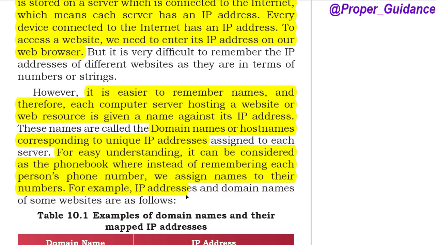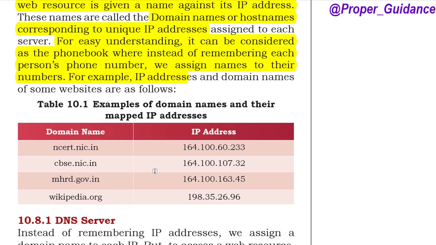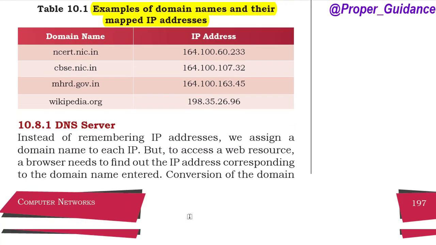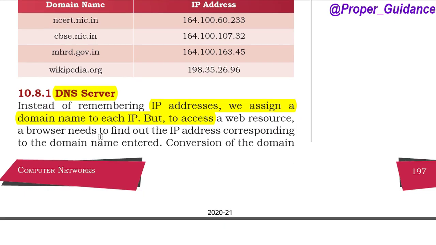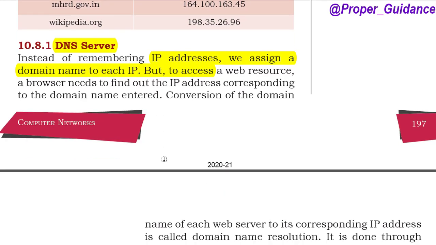Okay, so you people please go through domain name, examples of domain names and their mapped IP addresses followed in this chart. And DNS server. What is DNS server? Instead of remembering IP addresses, we assign a domain name to each IP. But to access a web resource, a web browser needs to find out the IP address corresponding to the domain name entered.